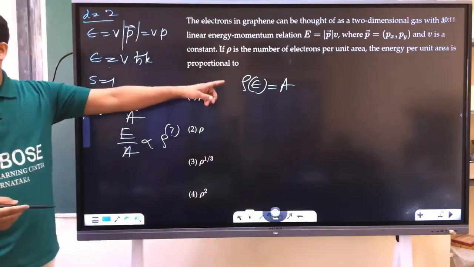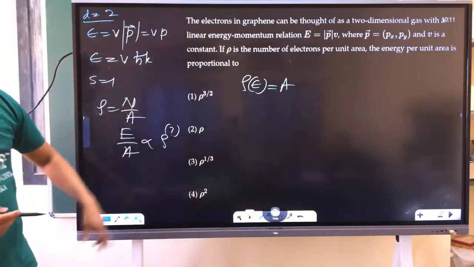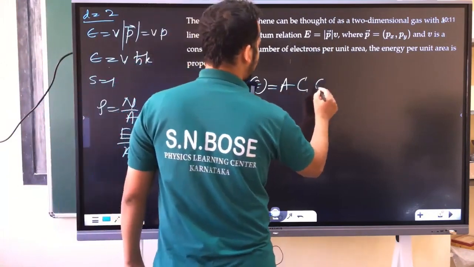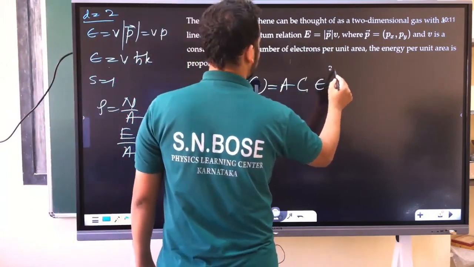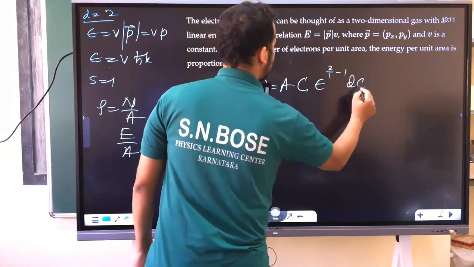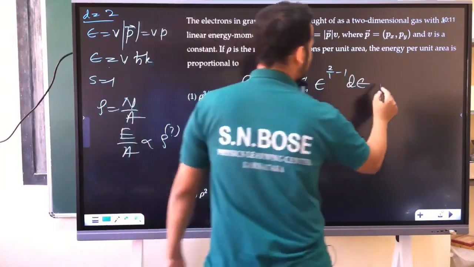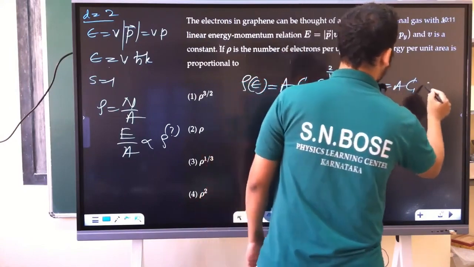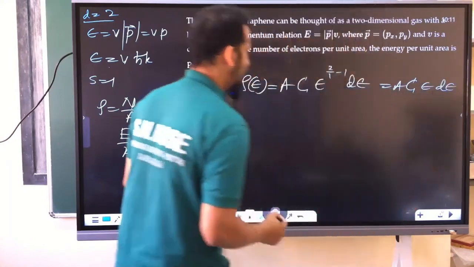In rho of E, this is a two-dimensional case, so area will be there here. Area into some constant into E power D by s minus 1. What is D? 2 by 1 minus 1. That's equal to area into constant into E into dE, isn't it? So can I write like this?